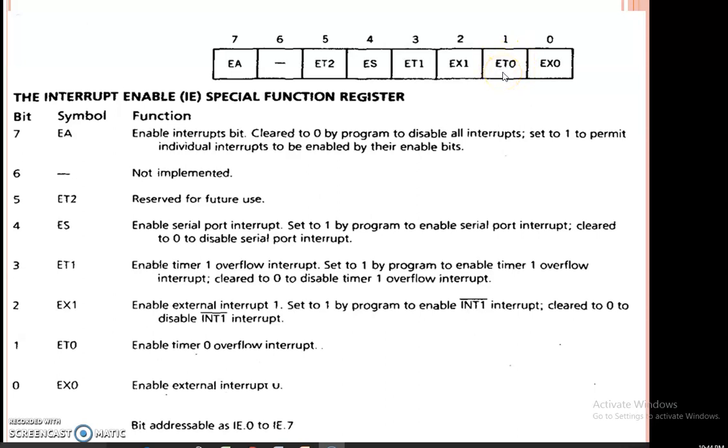So if ET0 is equal to 1, you are enabling the timer 0 interrupt. If ET0 is equal to 0, you are disabling the timer 0 interrupt. Next, EX0. EX means enable external interrupt. So this EX0 is related to the INT0 pin. EX0 is equal to 0 means you disable the interrupt. What is that interrupt? The external interrupt which is connected to the INT0 pin. If EX0 is equal to 1, you are enabling the interrupt.